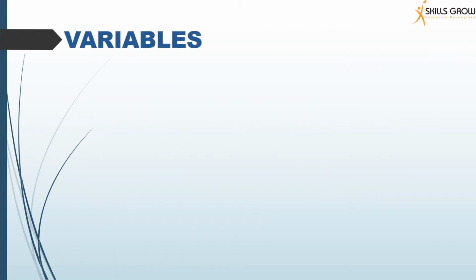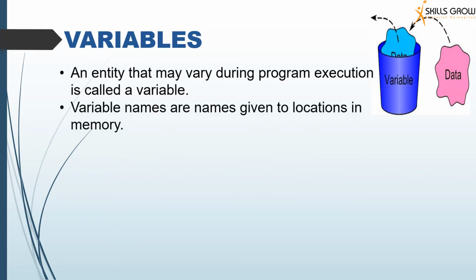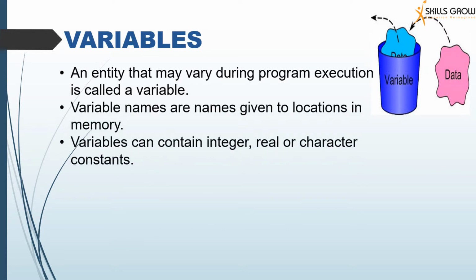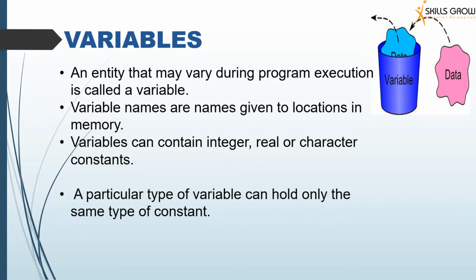Let's move on to our next topic, variables. Variable is an entity which varies during program execution. Variable names are the names that are given to locations in memory. Variables can contain integer, real or character constants. A particular type of variable can hold only the same type of constant.